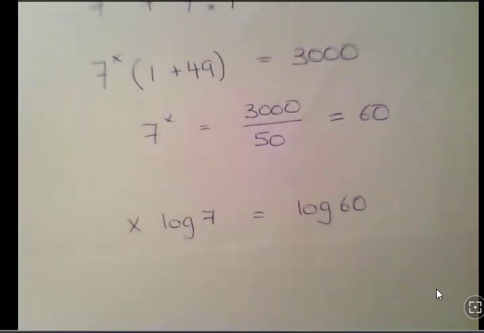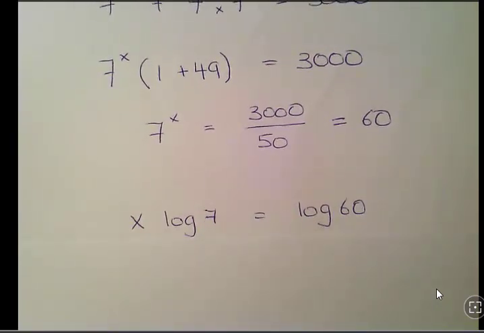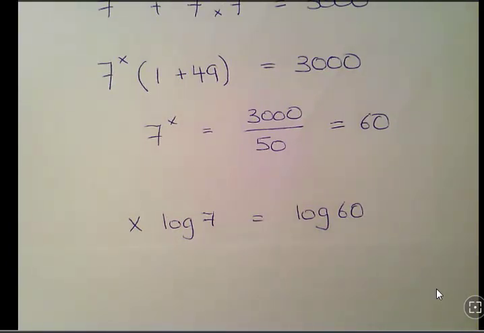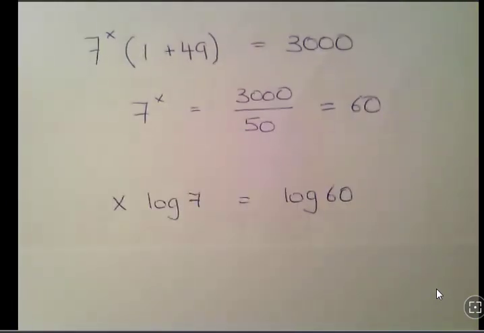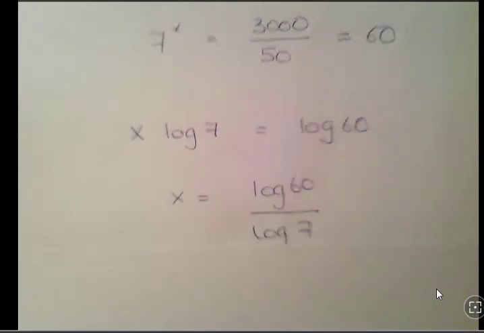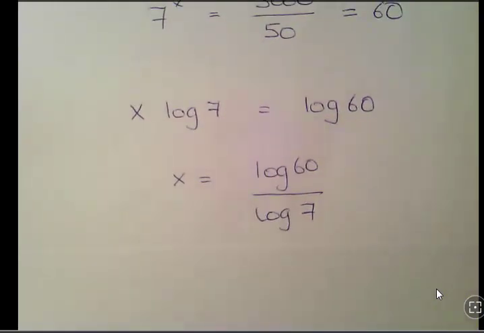What we're going to do now is take logarithms. So x times the log of 7, we're just using the natural logarithms here because they're going to divide out, equals log of 60. Again, just to be clear, it's the natural logarithm, log to the base e. So we divide both sides by log of 7, and we have x equals log of 60 divided by log of 7.